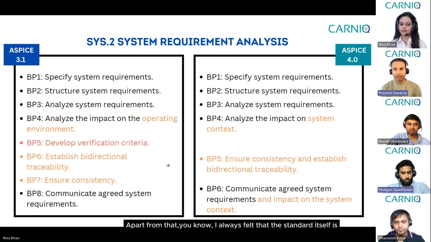I always felt that the standard itself is not well described. In the sense, I'm not expecting a standard to be too specific. Of course, then we cannot call it a standard, which is understood. However, even when we define a standard, there has to be some context given, like what is expected.